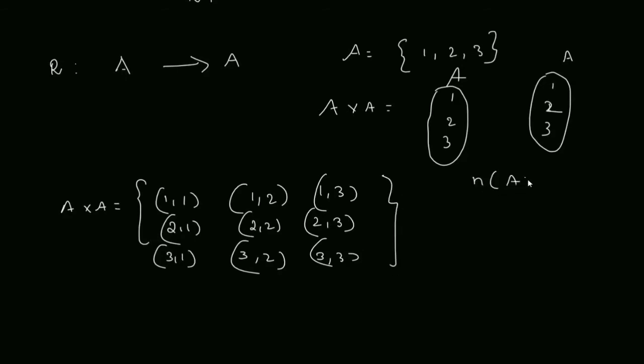N of A cross B is N of A into N of B. You should know this also. So here number of A cross B is multiply the number of elements in A and B. Here A and B are same. So 3 into 3. Number of elements here 3, here also 3. So totally 9. So A cross A is 9.